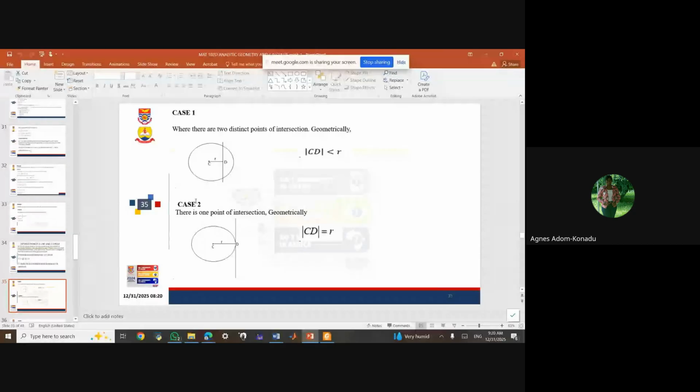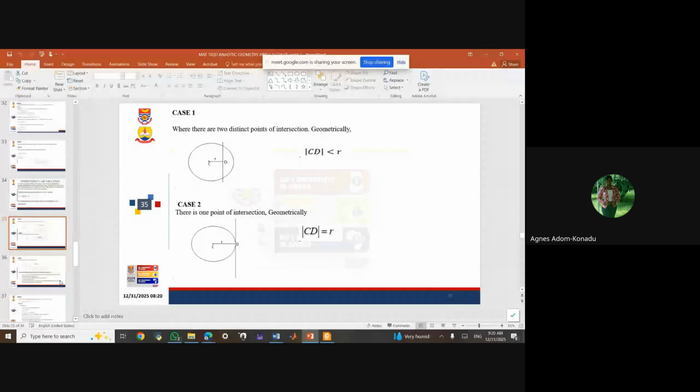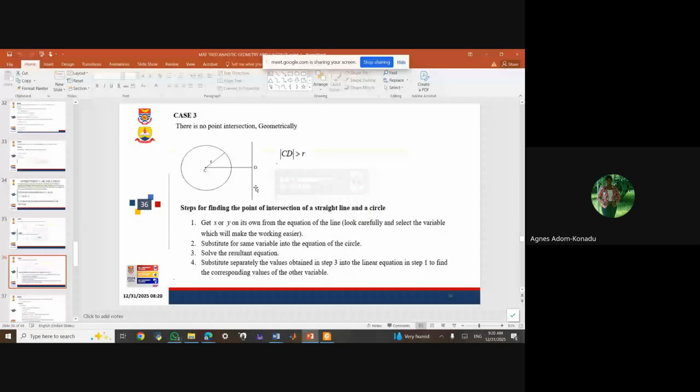In case two, the line is a tangent to the curve. Then the distance from C to D will be the same as my radius, so D will be equal to r. And the third case is where there is no intersection. Where there is no intersection, the distance from C to D will be greater than my radius.